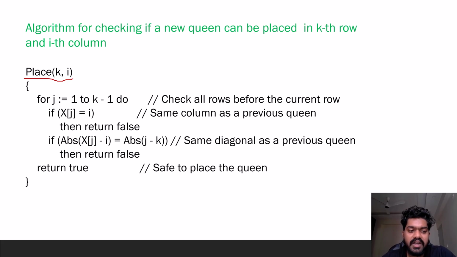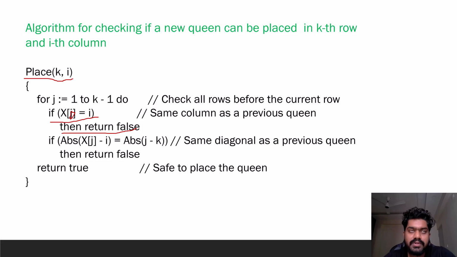First, we'll have x, that is an array, where x of j represents a column number in the jth row. If x of j, that is a column number, matches with the column, then that means they both are in the same column. x of j represents the previously placed queen's column number. So if both column numbers are the same, that means we cannot place it, then it returns false. And now we check whether they are present in the same diagonal or not.